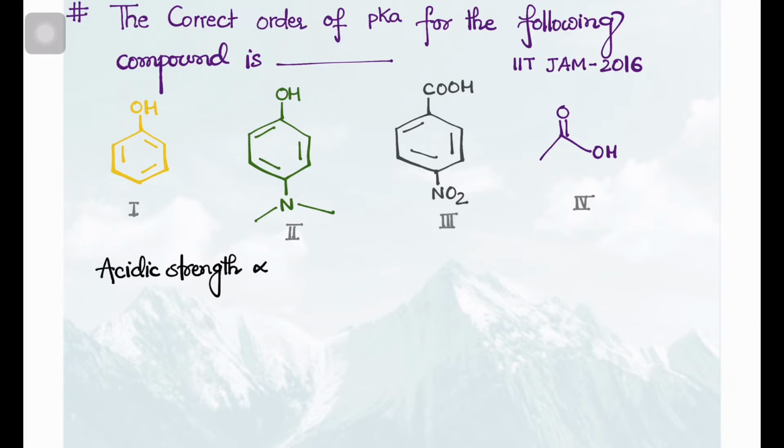is directly proportional to Ka value and inversely proportional to pKa. K is the acid dissociation constant, so if Ka value is more, it's more acidic, and if pKa value is more, it means it is less acidic. pKa is minus log of Ka.